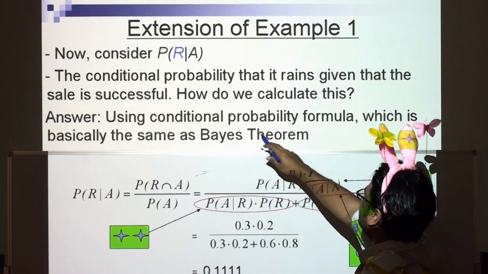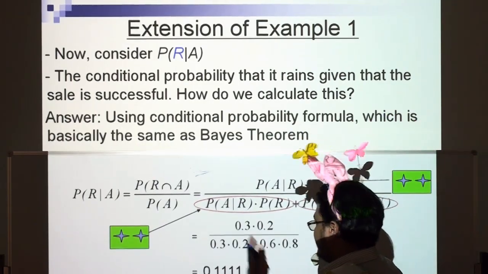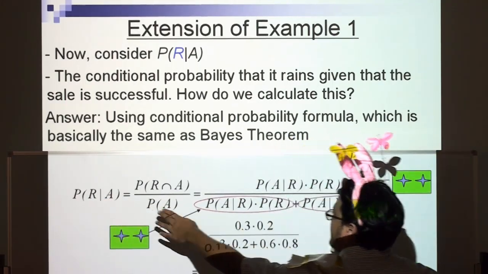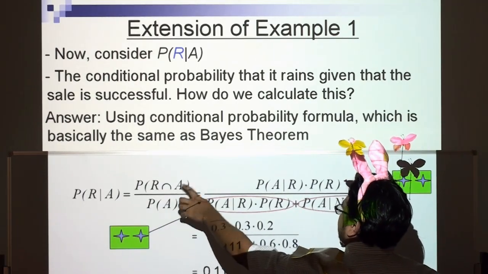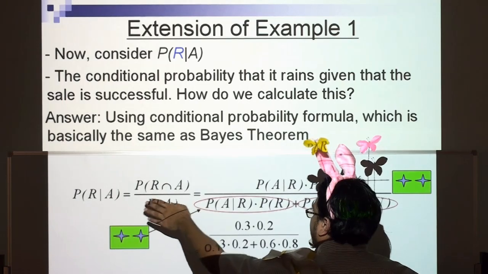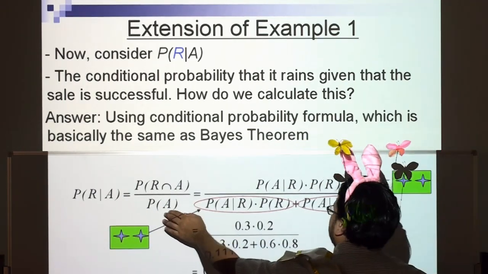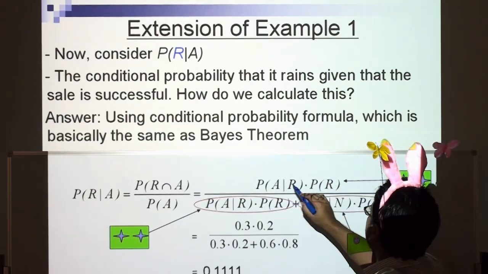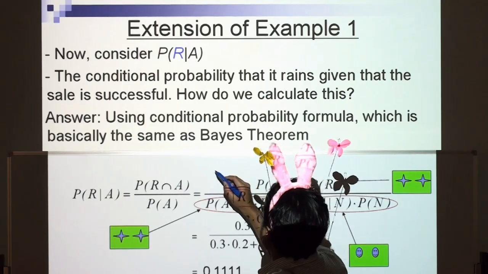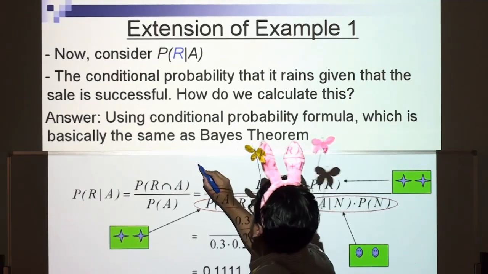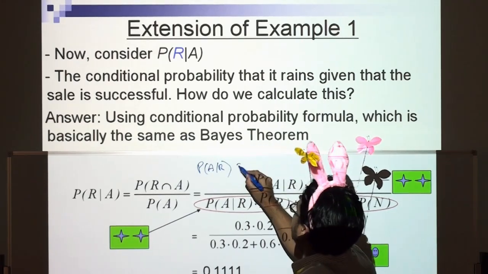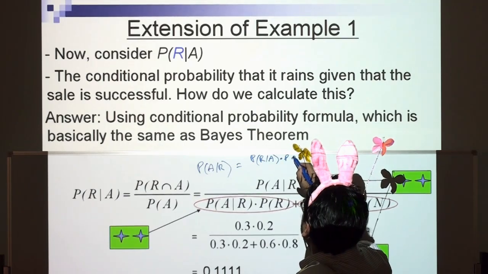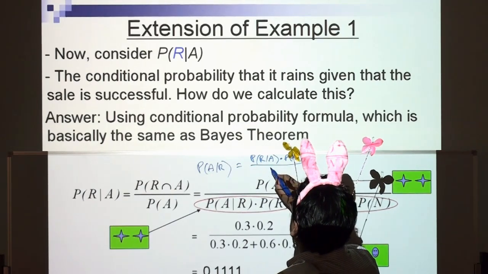Now the answer is we can use the conditional probability formula, which is basically the same as Bayes' theorem. Okay? The probability of rain given success is equivalent to the probability of R intersect A, or success, divided by the probability of success. Now, if you extend this, from our past Venn diagram we'll get that formula, which you can also, do you remember Bayes? So let me write Bayes' formula, P(R|A) is equal to P(A|R) multiplied by P(R) over, what's this one?